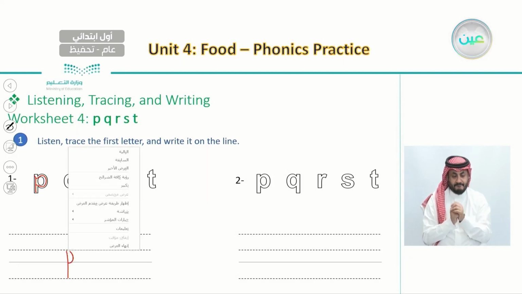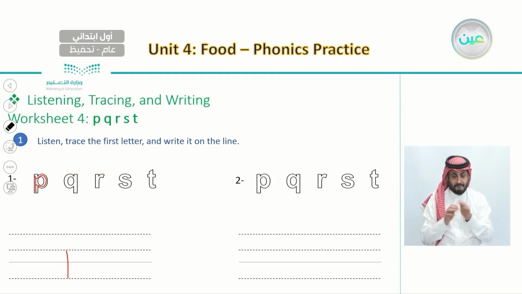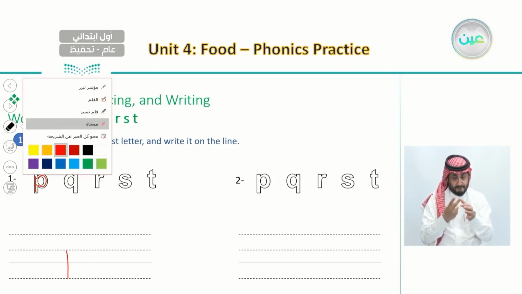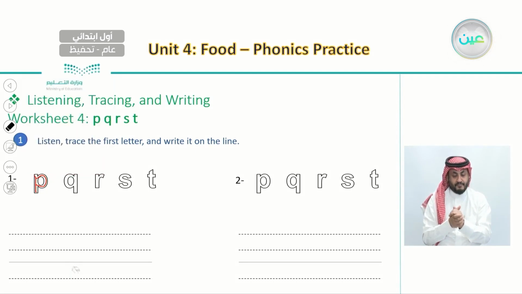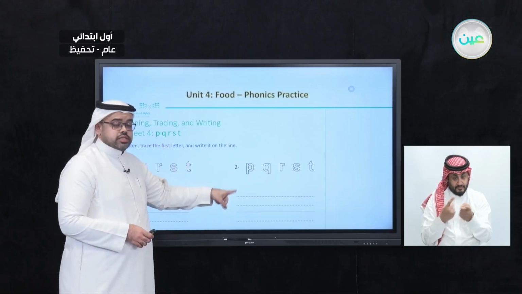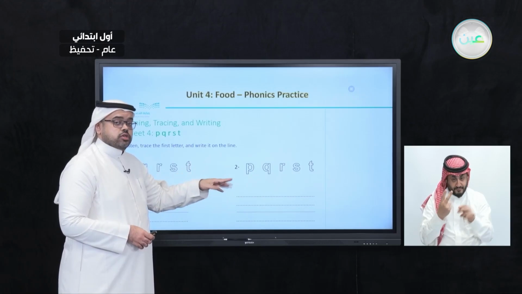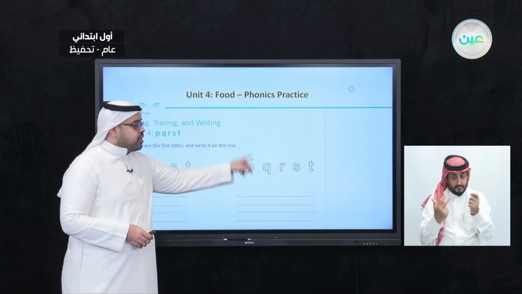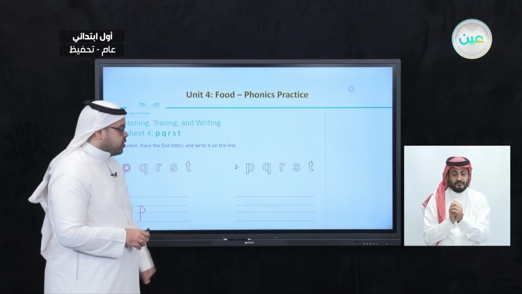Now, after we trace it and finish writing the letter, it is time for us to start listening to the second one. So here we go. This is how we write letter P. Now, let's move on to the second letter. You're going to listen to a letter here, and after you listen, go trace the letter here, and after this, we write it here on the line.